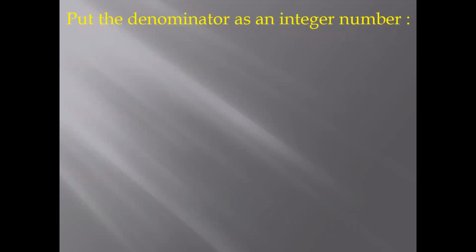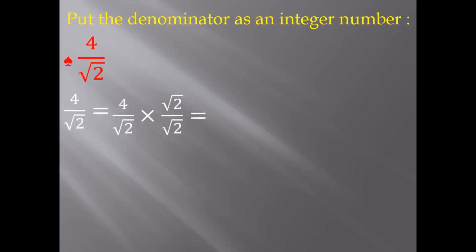Put the denominator as an integer. Here I have 4 over root 2. Here root 2 in the denominator is not an integer, so I can't leave it like that. I must make the denominator an integer number. How can I solve it here? I must multiply by root 2 up and down, because root 2 over root 2 equals 1, so I don't change the expression.